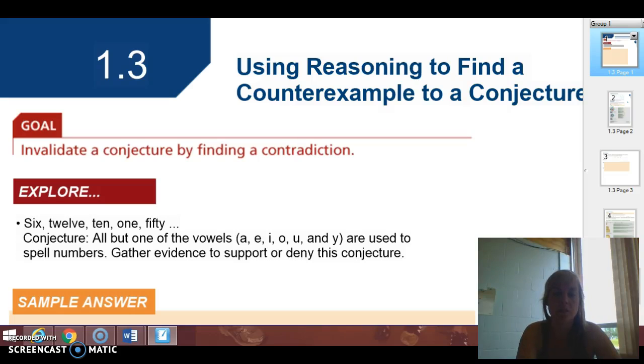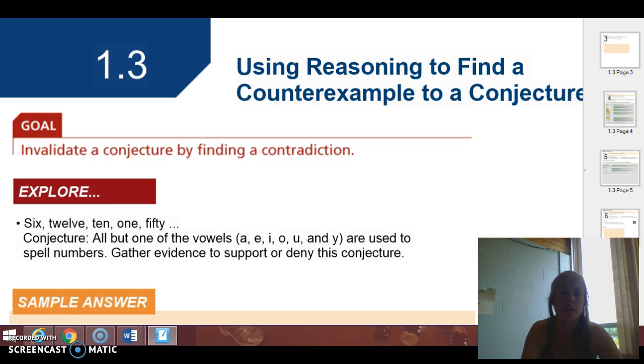Okay, today we are talking about counterexamples to conjectures. So a counterexample is when you find something to be false that you once thought was true. So a counterexample is something that makes the conjecture a false statement.